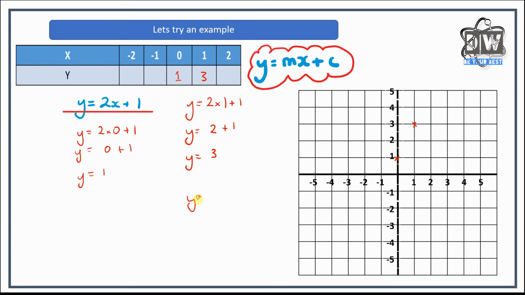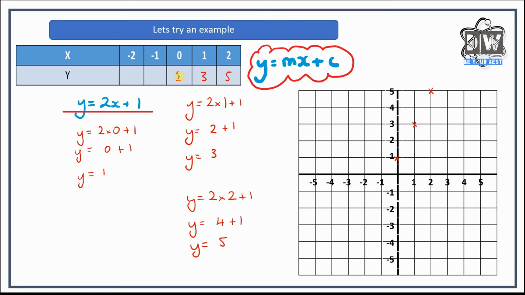So y equals, and again I'm going to go 2 times, on this occasion I'm going to go for 2 here. 2 times 2 plus 1. So you can just see every time I'm taking away the x value, so I'm substituting in the number for the letter. So y equals 4 plus 1, y equals 5. So 5 there. And we can see there that we're going to go across to 2, so we're going along the corridor to 2 and up the stairs to 5 there.